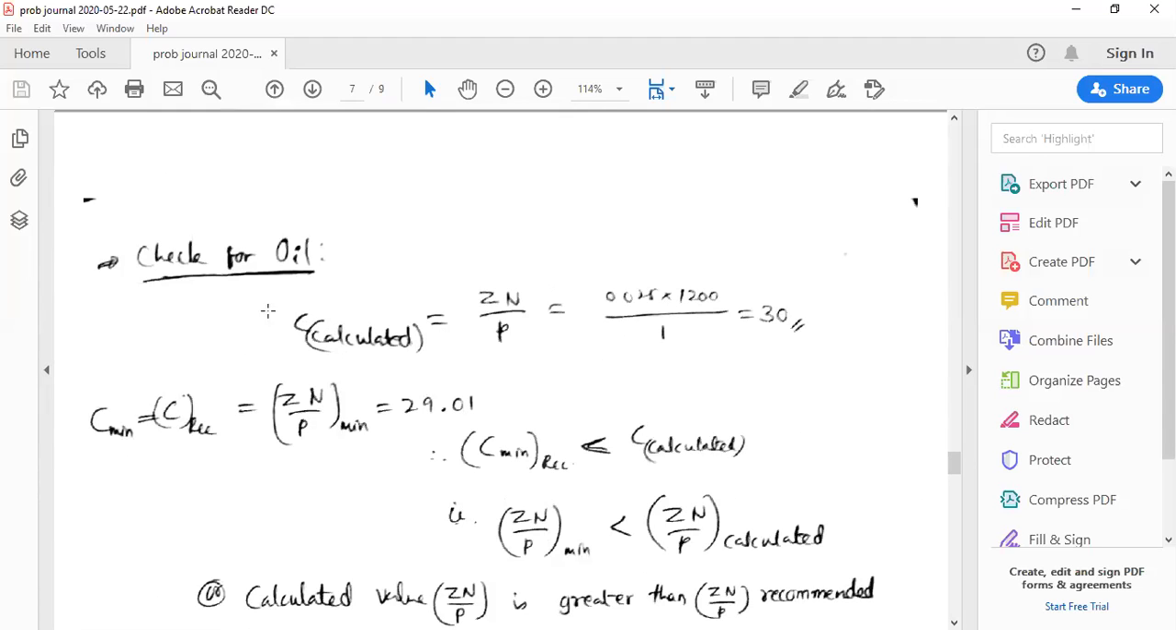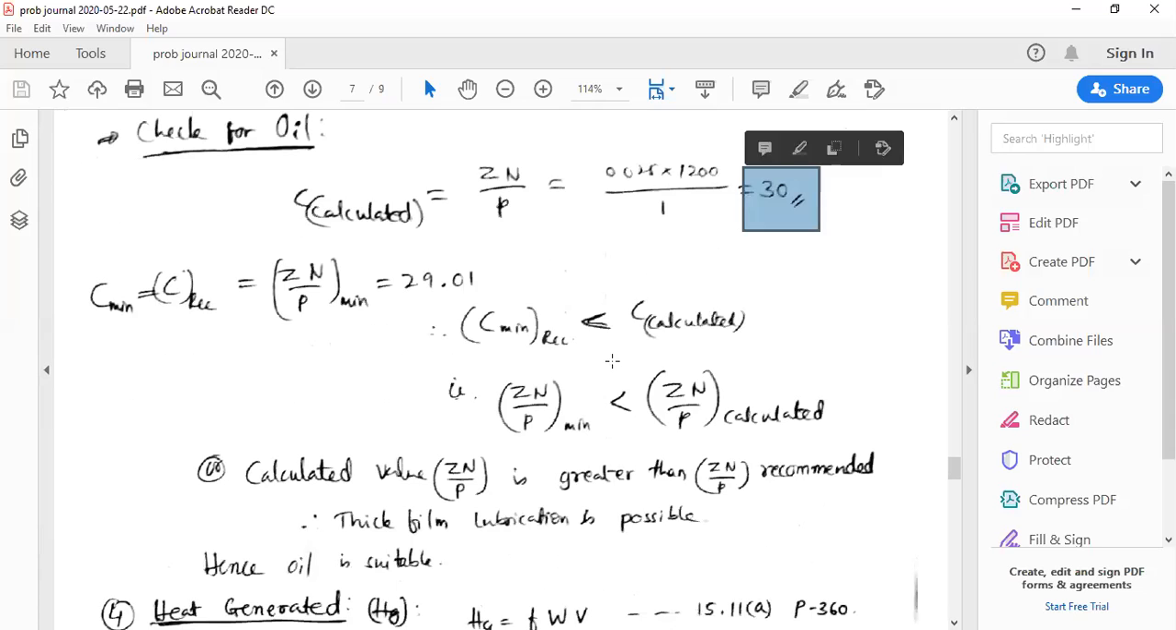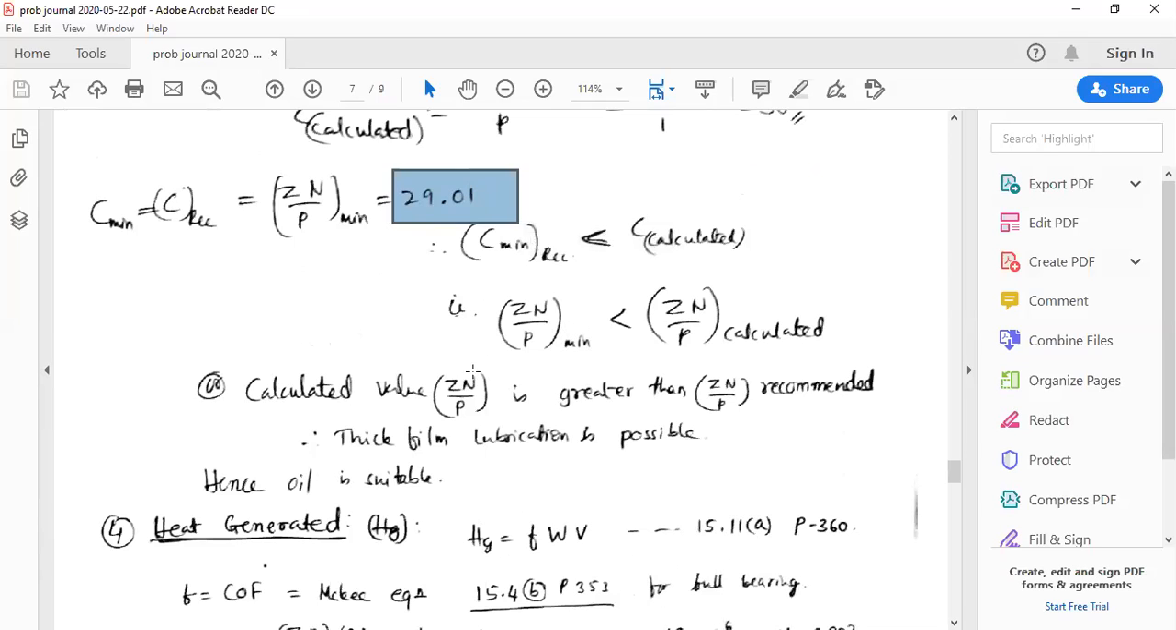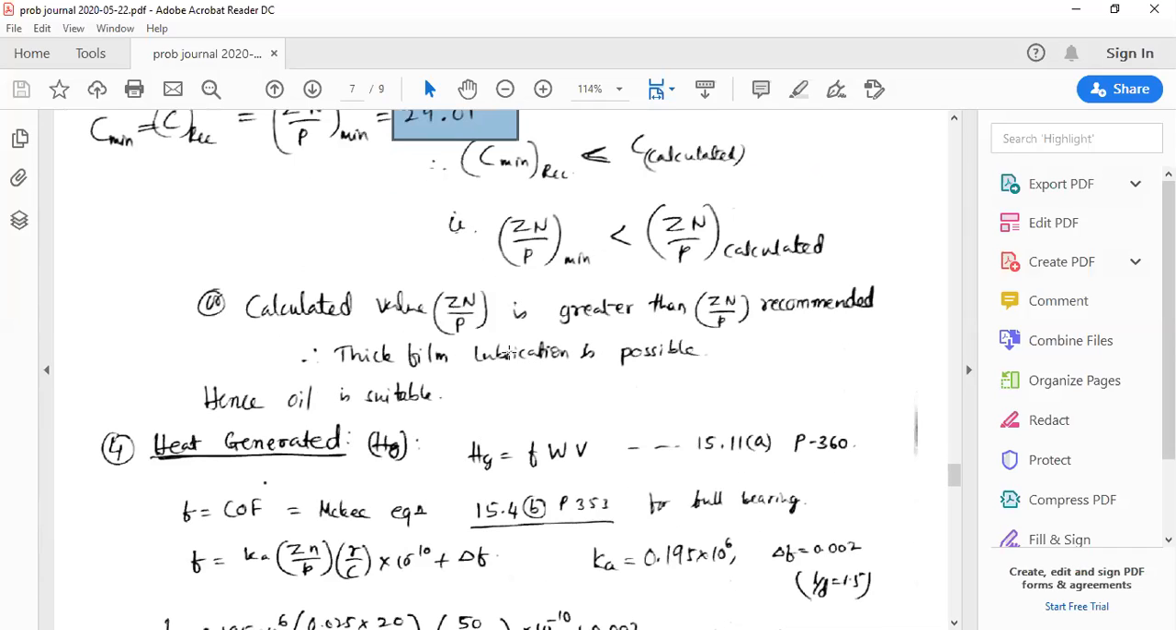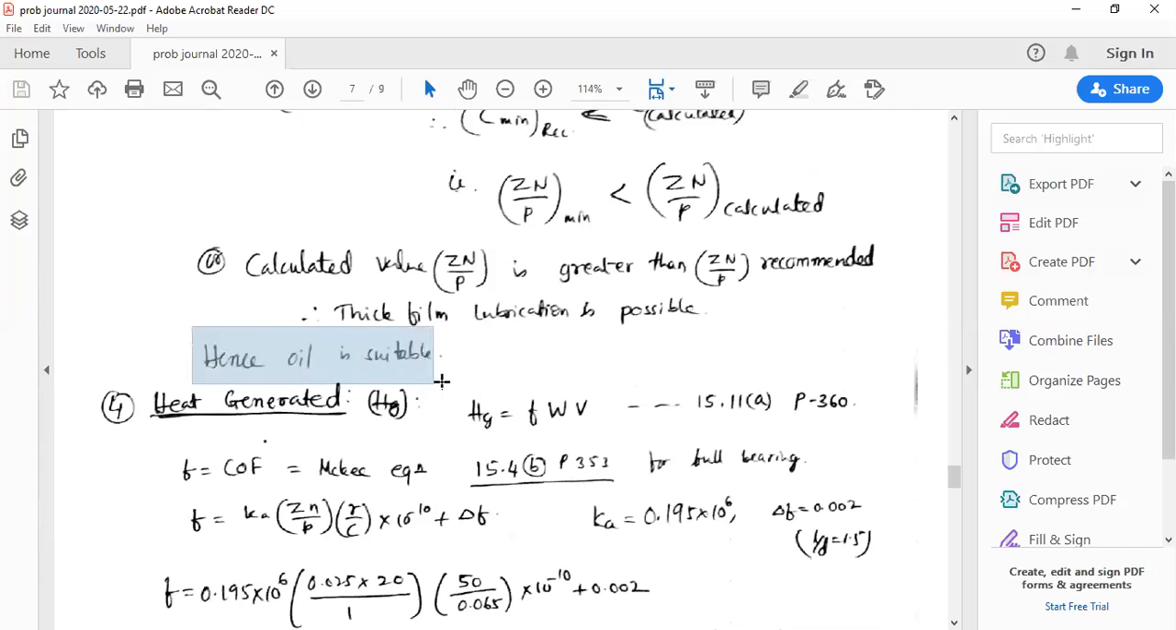But here this particular step is important. Check for the oil. If you use this equation, C calculated, that is the bearing modulus calculated value, Zn by P, Z is 0.025 multiplied by 1200 RPM divided by pressure 1. So the value we get here is 30, but the recommended value is 29.01. Hence, this calculated value is greater than the recommended value, so we can come to the conclusion that the film formed here is a thick film. Hence, the oil which is selected is suitable.